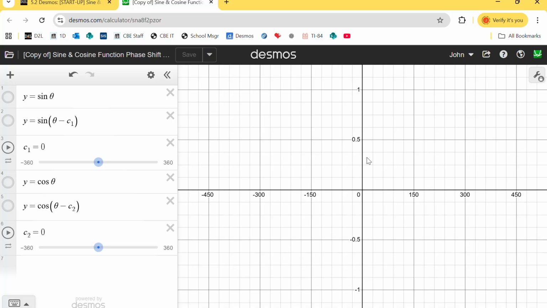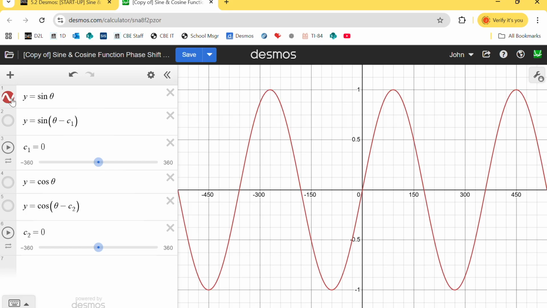Okay. Horizontal translation of sinusoidal functions, also known as phase shift. So if I go to y equals sine of theta, there's our standard y equals sine of theta graph. I'm going to overlay y equals sine of theta minus c1, and c1 is our phase shift value. Remember, when c is greater than 0, the function shifts to the right. So I'm going to make c, right now it's at 0, so it's lined up with our red graph. So this is the purple overlaid on the red.